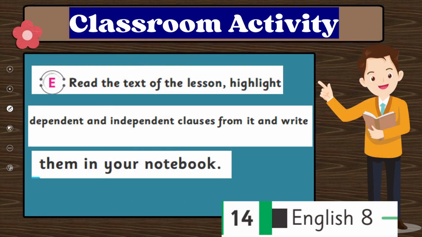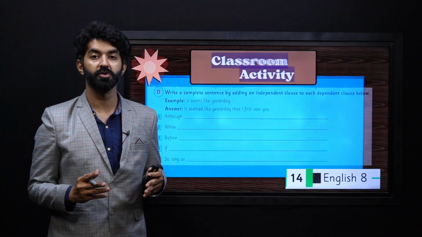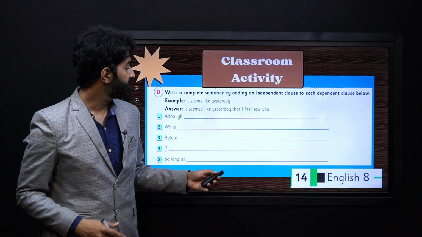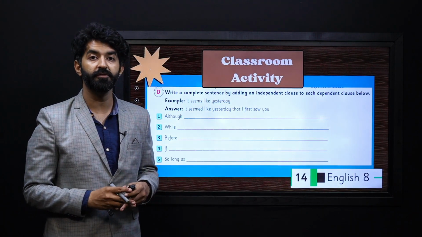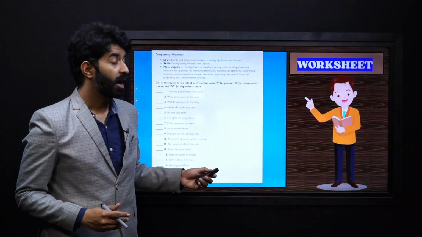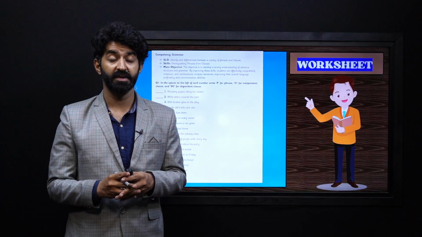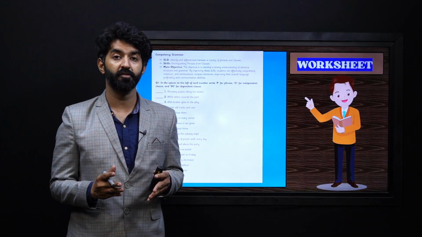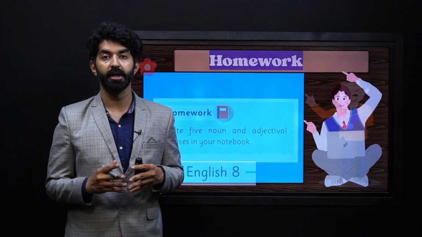This is from page 14. It says, read the text of the lesson, highlight dependent and independent clauses from it, and write them in your notebook. So this will be your classroom activity that you will solve. We have another question, number D, for you from page 14. Now, a worksheet is attached for your better understanding and your practice. You can get it from your teacher. It's easily available in the resource pack.